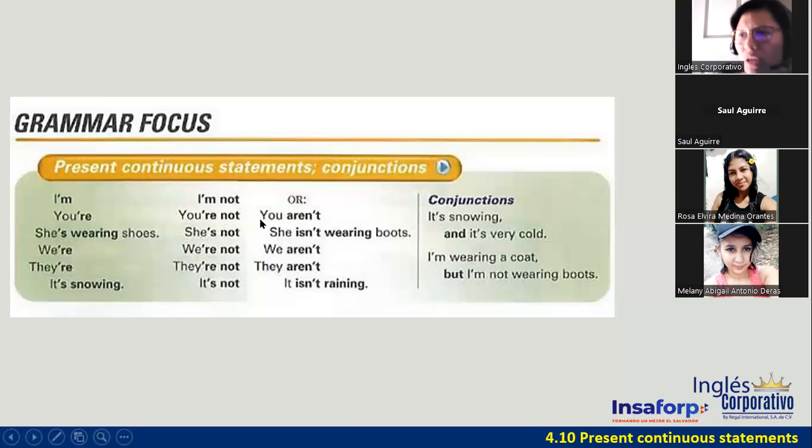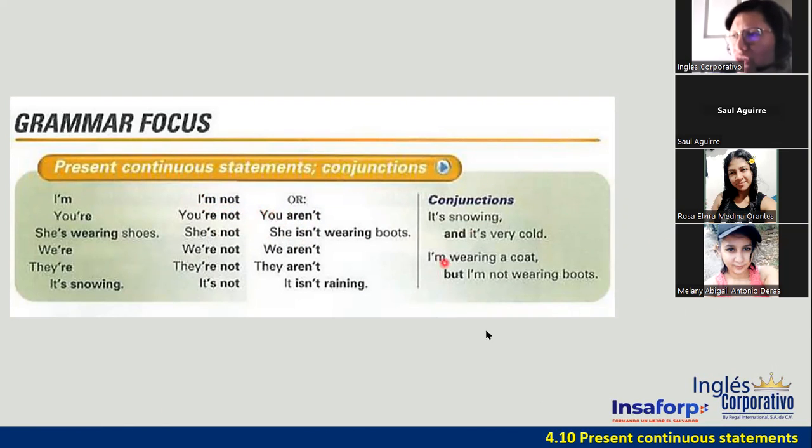Luego tengo acá la forma negativa. I'm not. You're not. She's not. We're not. They're not. It's not. Esa es una de las formas que tengo para expresar oraciones negativas y esta es la segunda. You aren't, she isn't, we aren't, they aren't, it isn't raining, ¿verdad? Entonces, cualquiera de las contractions que usted necesite está bien. Puede hacer acá, mire, puede contractar el verbo to be y dejar la partícula not completa, o puede combinar el verbo to be con la partícula not. Sea apostrophe re not o aren't. Apostrophe s not, isn't, ¿verdad? Cualquiera de las dos puede utilizarlas. Para I'm not, solo tengo una. Apostrophe m y not, ¿verdad?